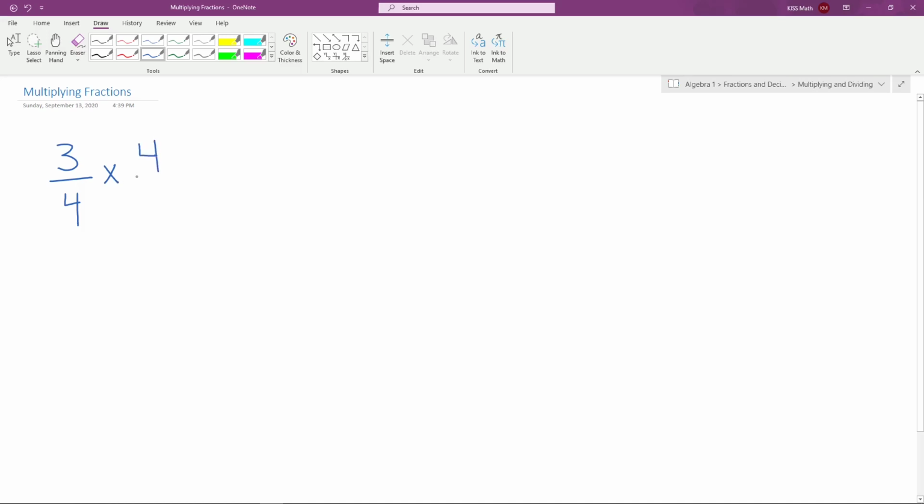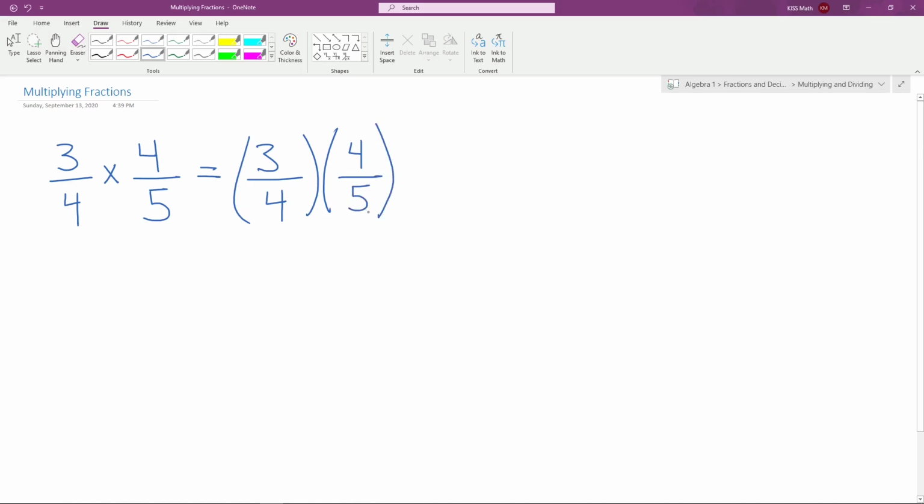So we have 3 over 4 times 4 over 5. And I can write these fractions with the multiplication sign, but sometimes this can easily be mistaken for the letter x. So a better way to write this is without it. So 3 over 4 times 4 over 5, like this.